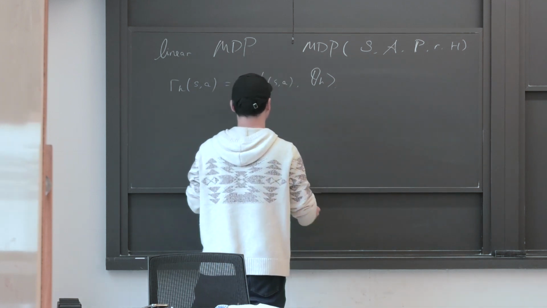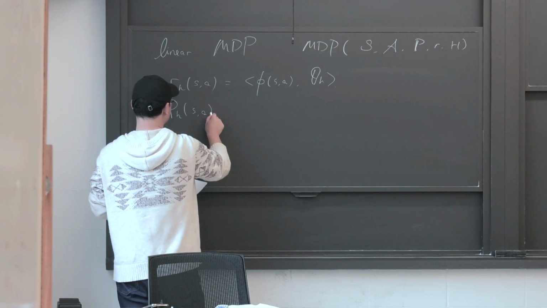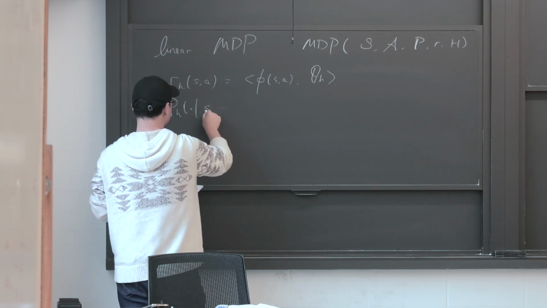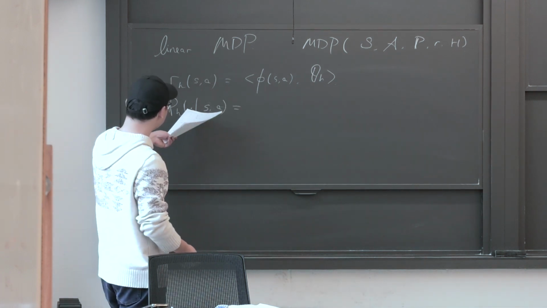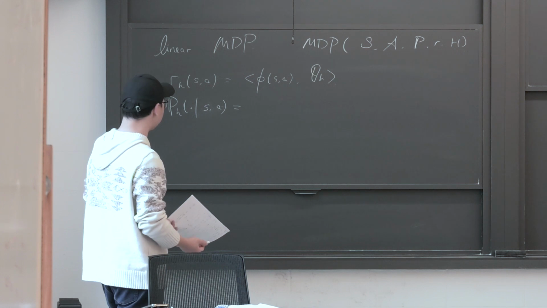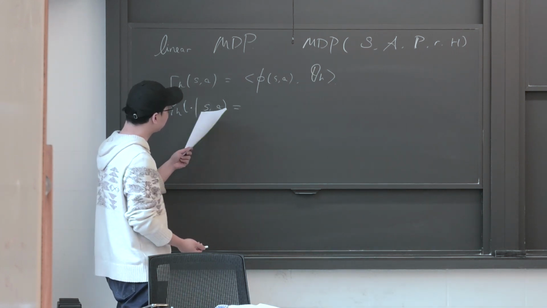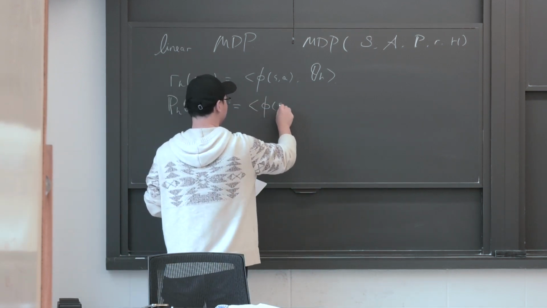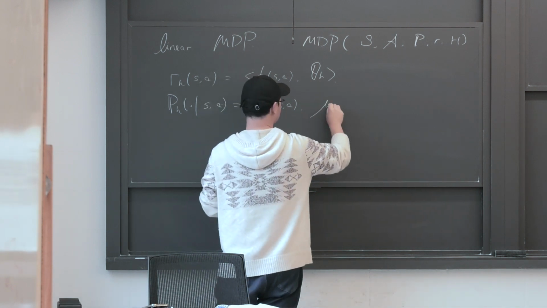And the transition is also linear, where we see again the transition probability going to the next state, going to the next set in general if it's continuous. The probability of reaching some set starting from (s, a) is equal to again some linear inner product of phi(s, a) with the measure mu.